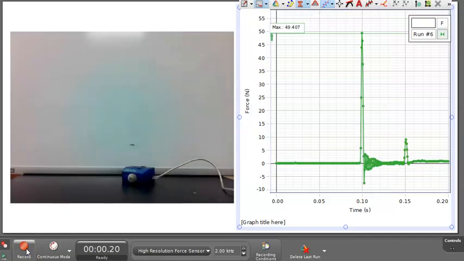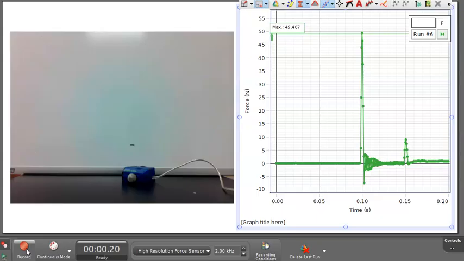Okay, so that one I was much happier with. And we see that we have a mass of 100 grams, we have a height of about 9 centimeters, and we had a force of about 49.4 newtons. So somewhat less. Now, there's a couple of reasons why. But there is somewhat less there.